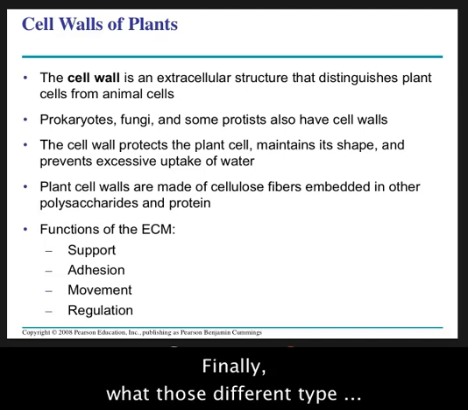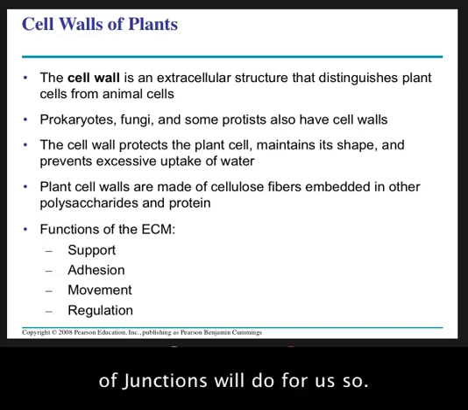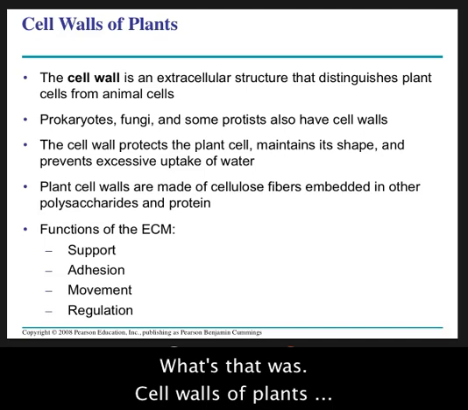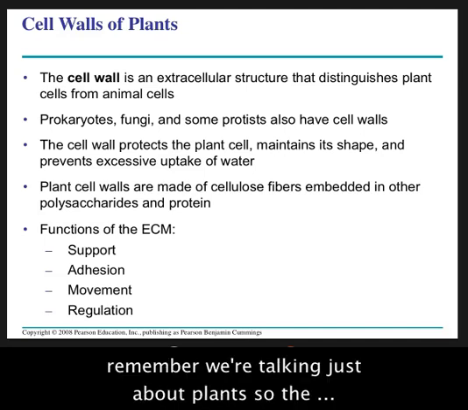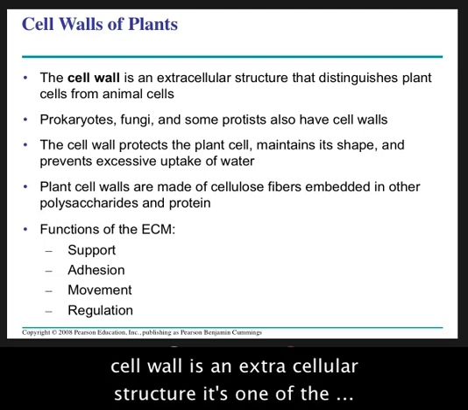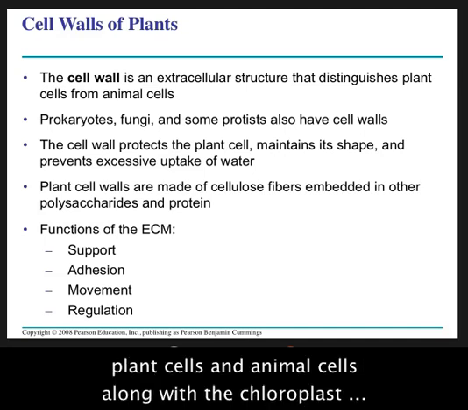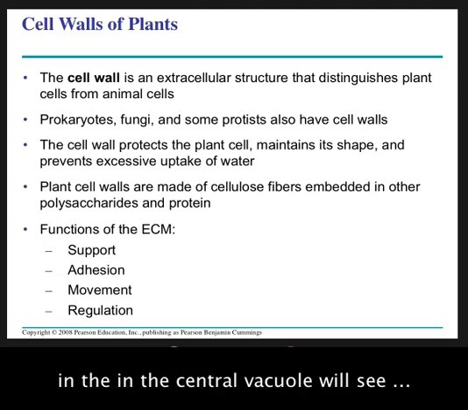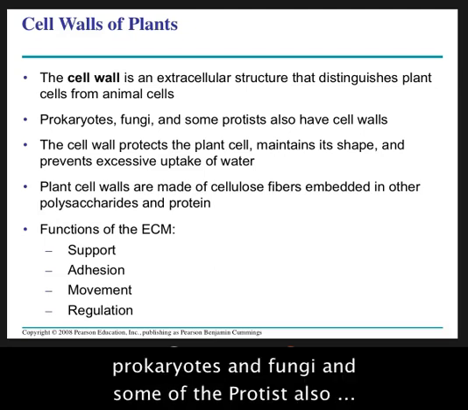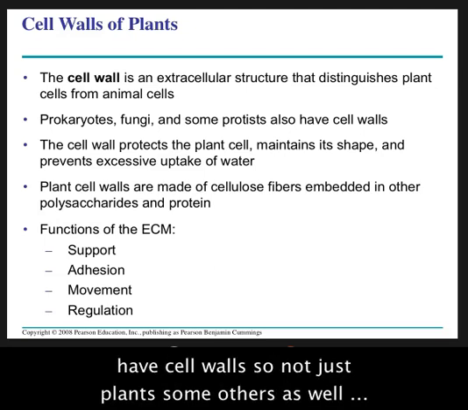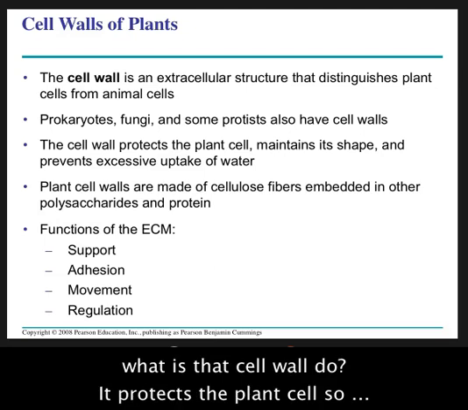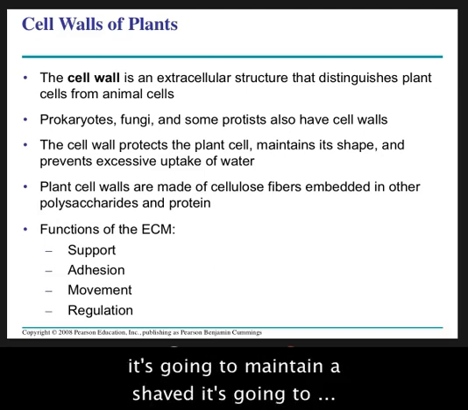Cell walls of plants. So remember, we're talking just about plants. So the cell wall is an extracellular structure. It's one of the distinguishing characteristics between plant cells and animal cells, along with the chloroplast and the central vacuole. We'll see prokaryotes and fungi and some of the protists also have cell walls, so not just plants, some others as well. What does that cell wall do? It protects the plant cell. So it's going to maintain a shape, it's going to prevent excess uptake of water, it's going to be a tough barrier from external or harmful environmental things.